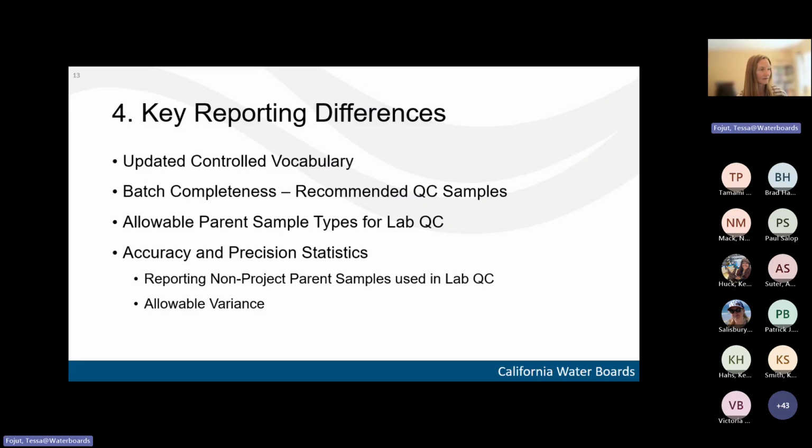And then another change is the parent sample type for laboratory quality control. It's restricted. You can't use field quality control samples to be your parent sample for lab QC. So you can't use a field blank for a matrix spike, for example. You need to use an actual environmental sample, like a grab or other type of sample, for your matrix spikes and lab duplicates.